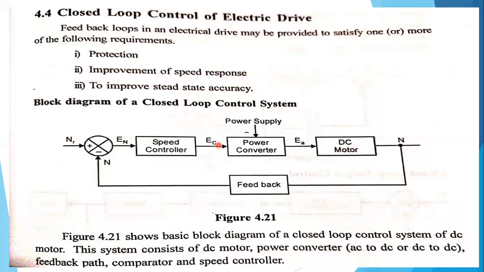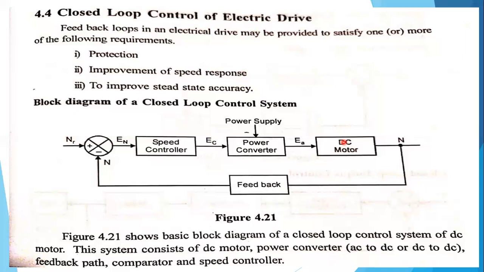So this control signal is fed to the power converter. The power converter output voltage can be changed according to the control signal. By changing the output voltage of the converter, the speed of the motor can be controlled. Understood how the speed of the DC motor can be controlled?